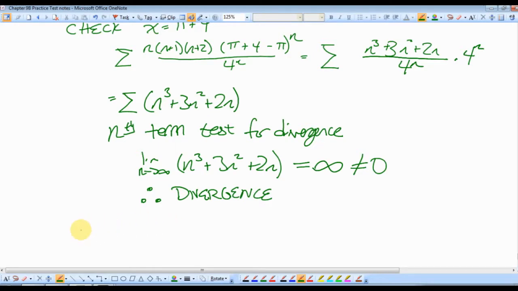Okay, so interval of convergence. X must be between pi minus 4 and pi plus 4. That kind of takes care of that. I mean, that's above and beyond number 1. Question 2.